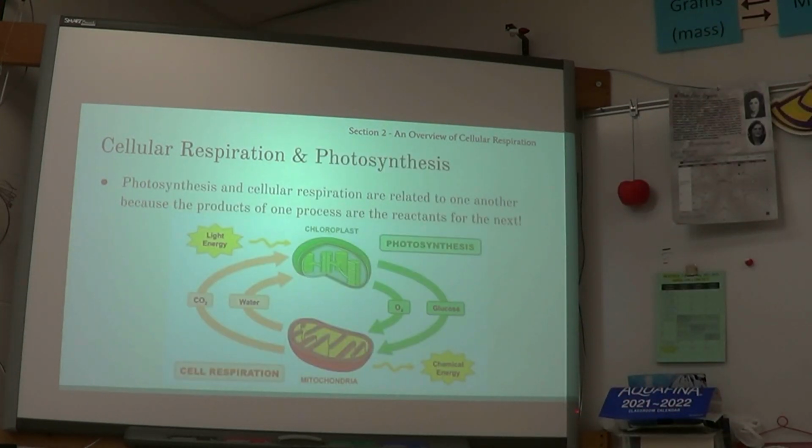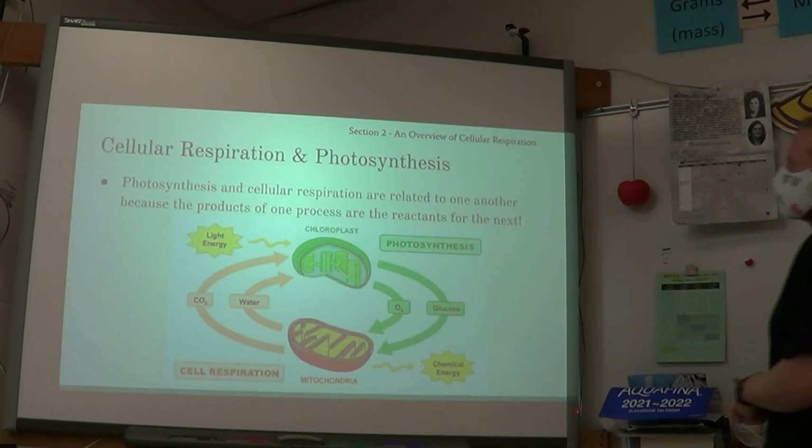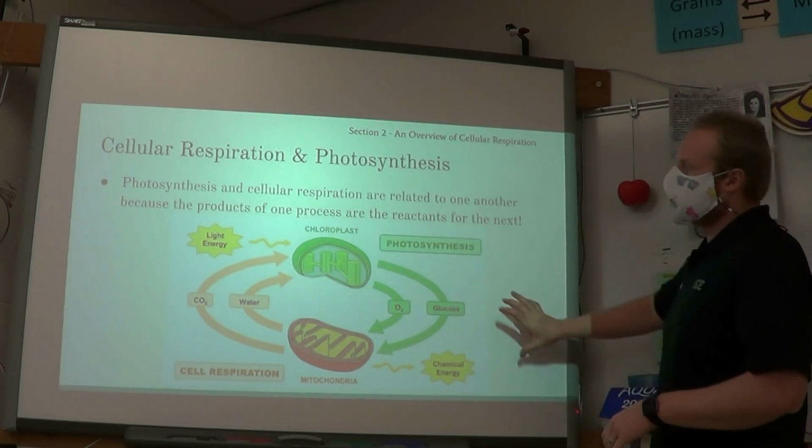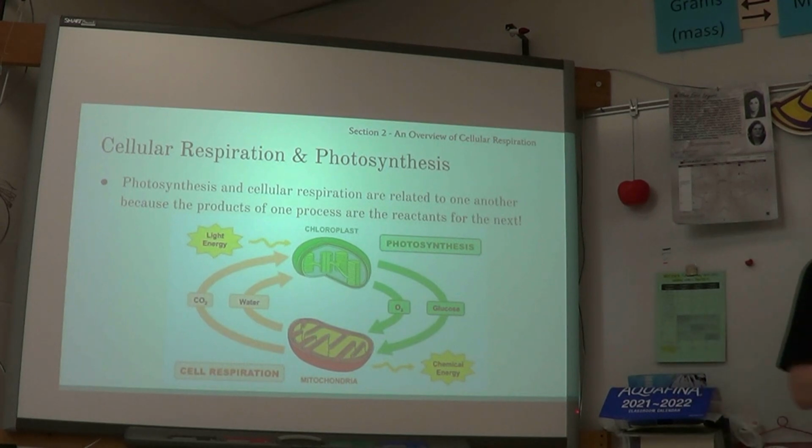So when we talk about the overall big picture of cellular respiration and photosynthesis, this is a similar diagram to what we had on that POGIL activity right at the beginning that we started this unit with. And we're still going to come back and talk about that diagram. But this is a general, common picture. It's not 100% accurate, but it's a pretty good overview.